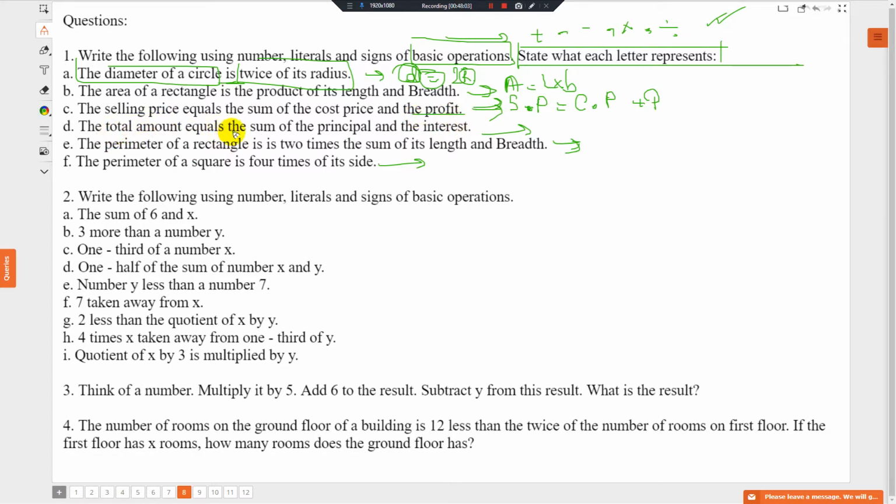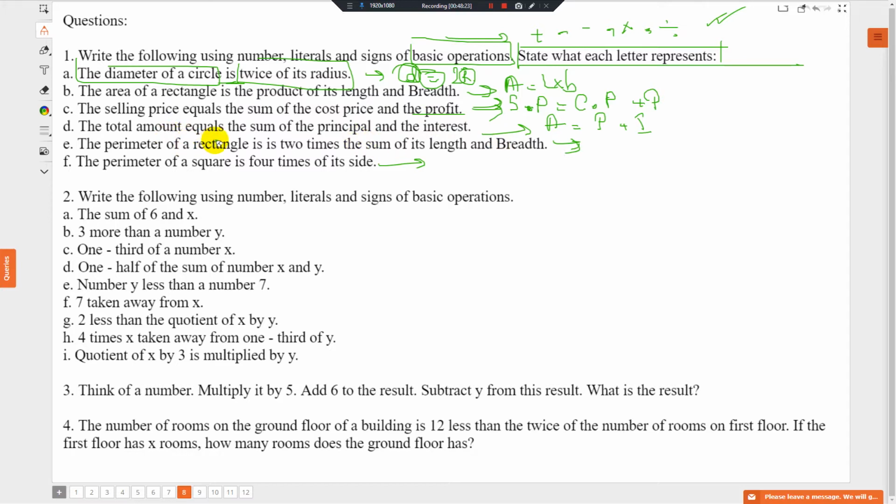Now the total amount equals the sum of principal and the interest. In that case amount will be A = P + I, where A is equal to amount, P is equal to principal and I is equal to interest.